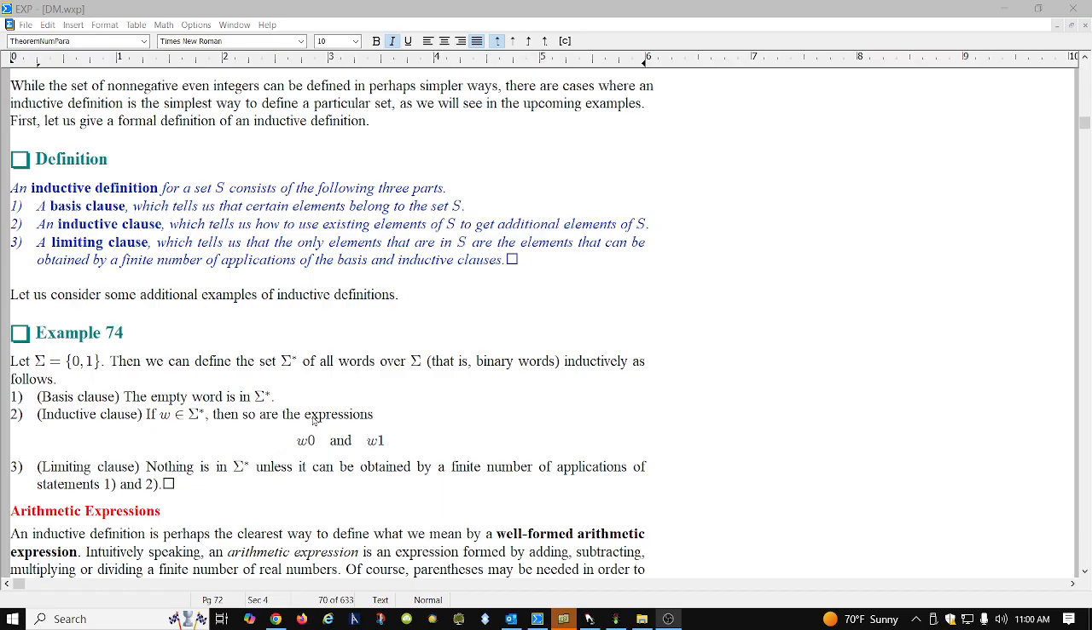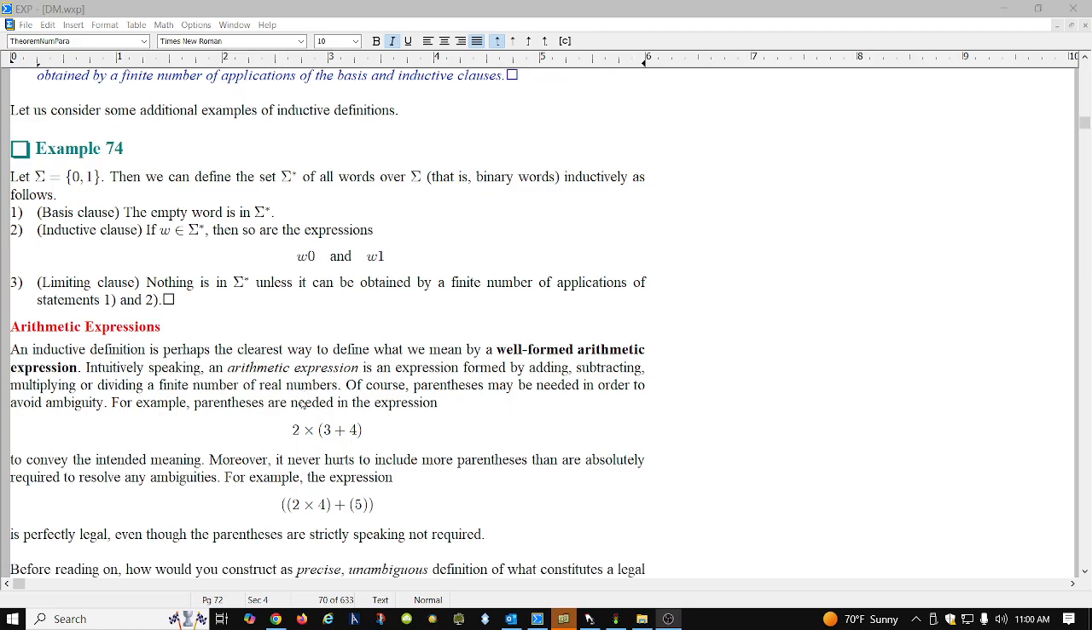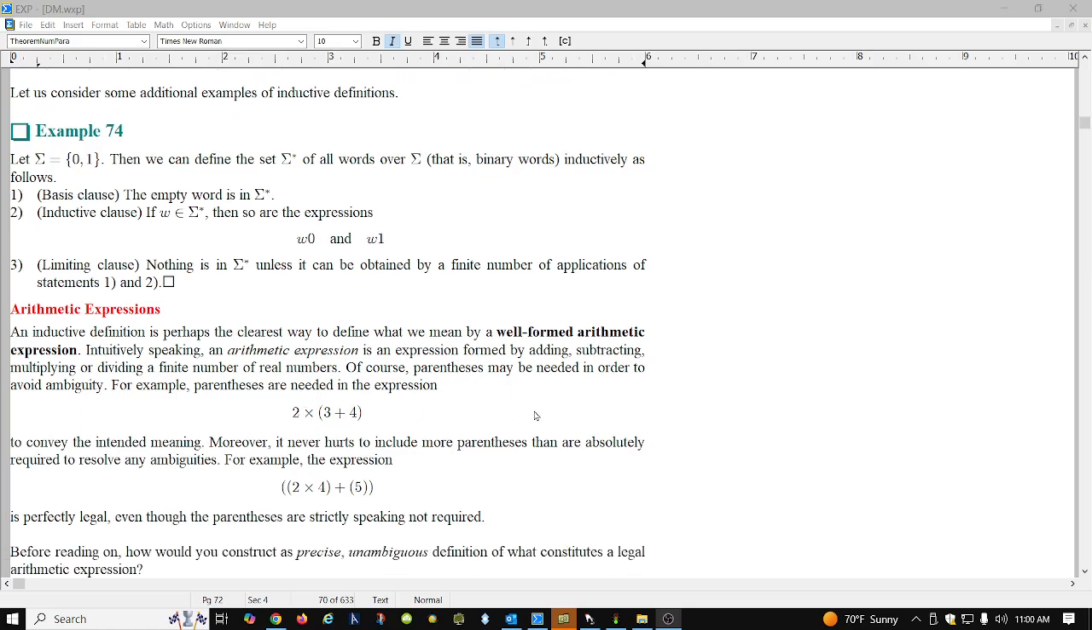Let's take a look at perhaps a more meaningful example of inductive definition, and that is to define what we mean by a well-formed arithmetic expression. Intuitively speaking, an arithmetic expression is an expression formed by adding, subtracting, multiplying, or dividing a finite number of real numbers. We could use complex numbers too. We'll stick to real numbers.